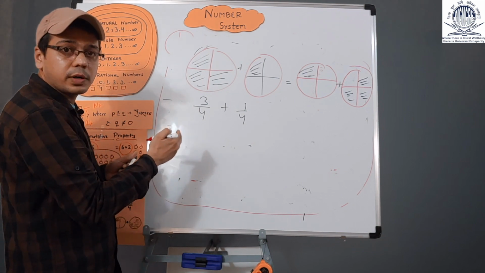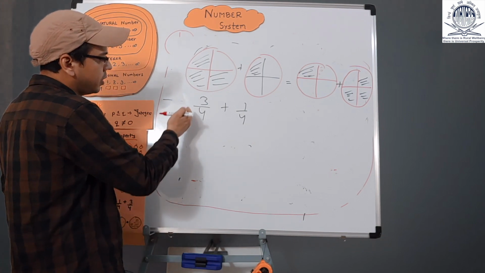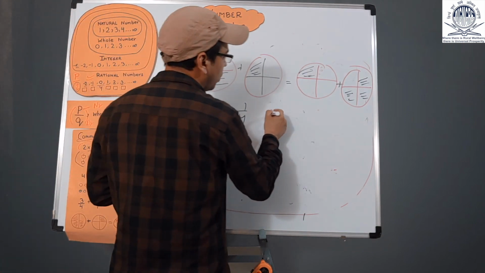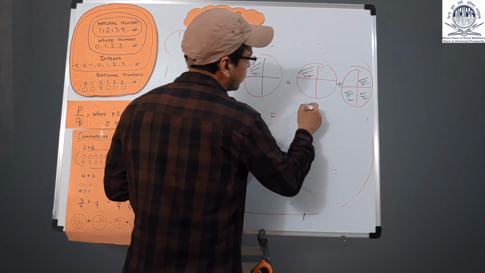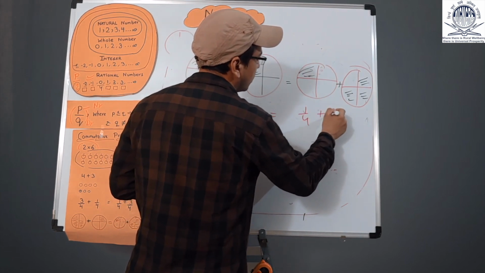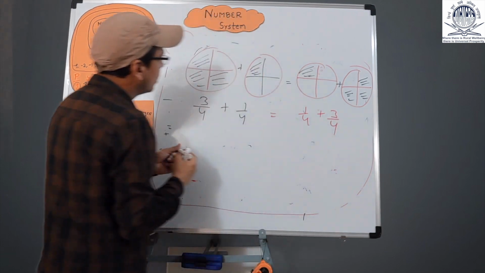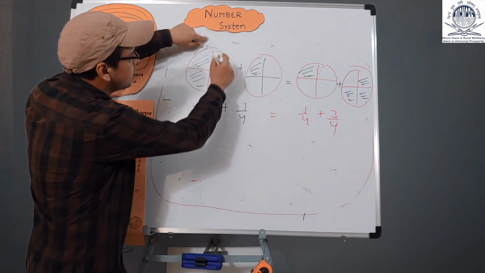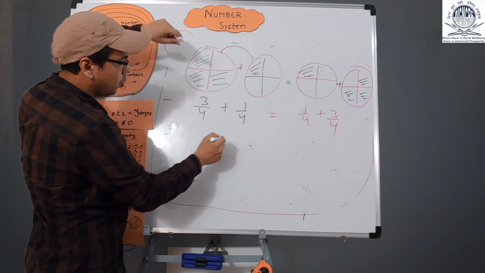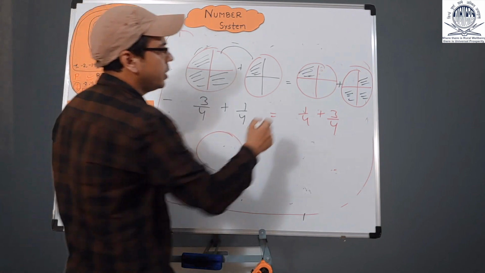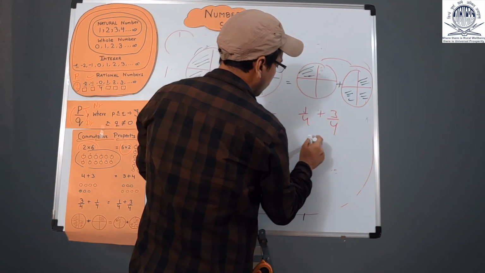And the commutative property in rational numbers also says that 3 by 4 plus 1 by 4 must be equal to 1 by 4 plus 3 by 4. Why? Because if you join these two, it will give me a whole, and if you join these two, it will give me a whole.